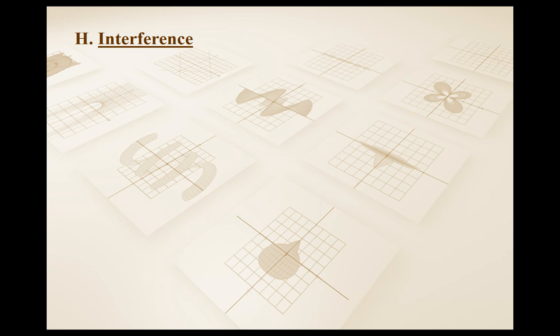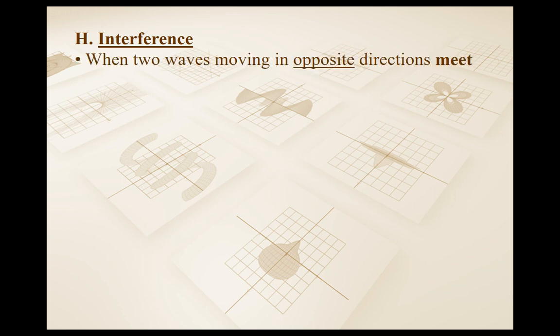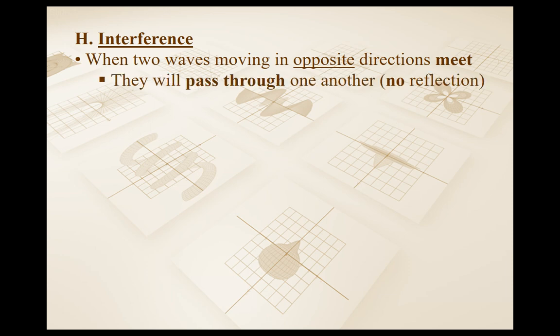Okay, so interference, which is a fundamental wave property. When I say it's a fundamental wave property, it is something that only a wave can actually exhibit. Interference occurs when two waves that are moving in opposite directions meet. When they meet, they actually just pass through one another. Now, this is very different in comparison to how regular matter behaves.